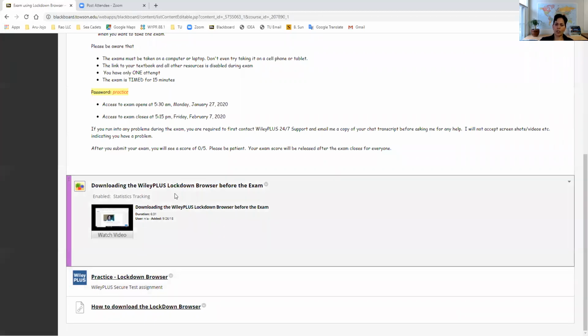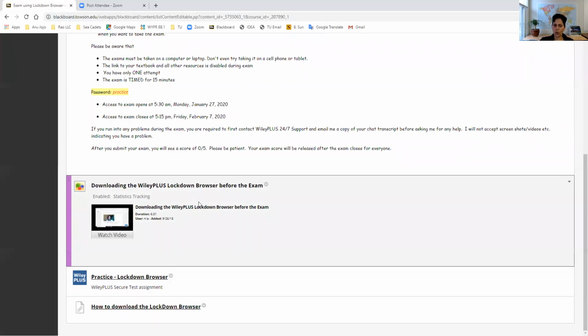You need to download this browser called Lockdown Browser. It's a browser that prevents you from opening any other app on your computer. So basically you can't cheat, you can't cut and paste and do stuff like that. You need to download that browser, which means you need admin privilege to download it on your computer. If you do not have a computer where you have admin privilege, not to worry.